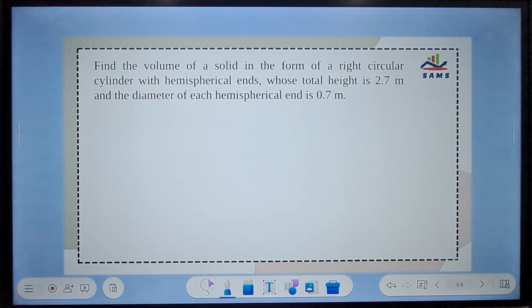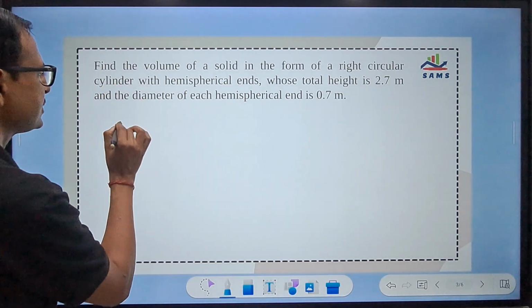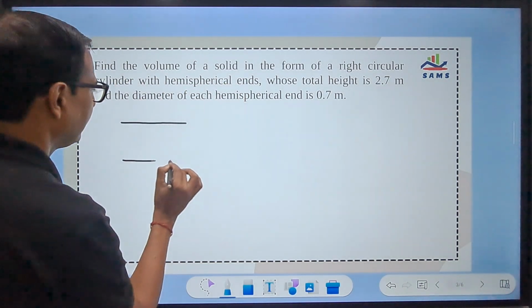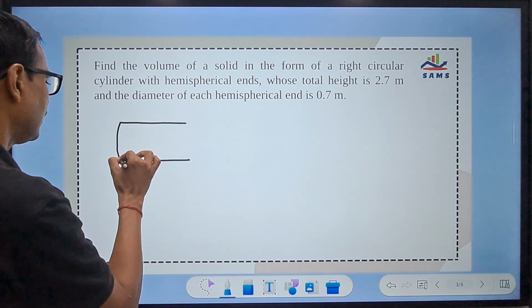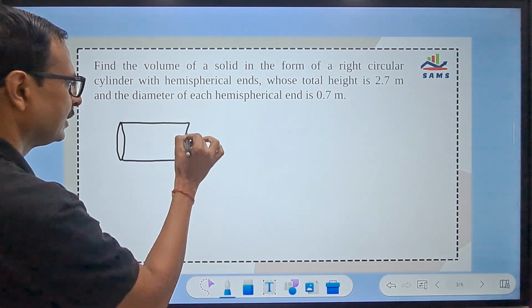Find the volume of a solid in the form of a right circular cylinder with hemispherical ends. So cylinder, I am making it as a horizontal cylinder like this.